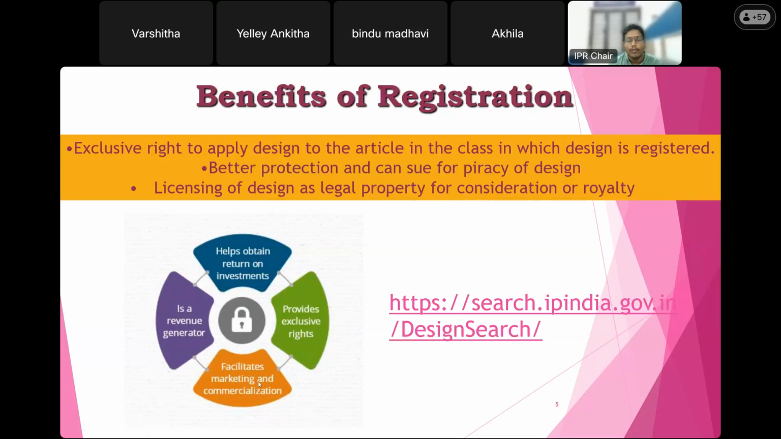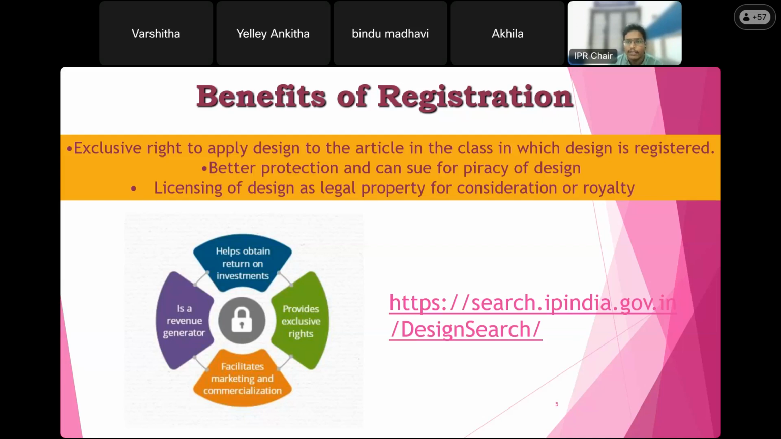So what are the benefits of registration? You get an exclusive right to apply the design to the article in the class in which the design is registered. So now we understand that we can register the design, we can protect the industrial design. That means you can protect the aesthetic appeal. After you register that design, you will get an exclusive right. What the exclusive rights are, we will discuss in the next slides.